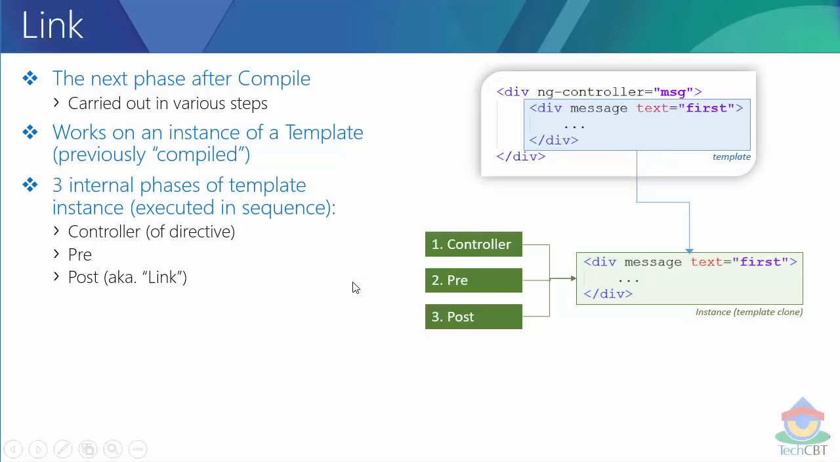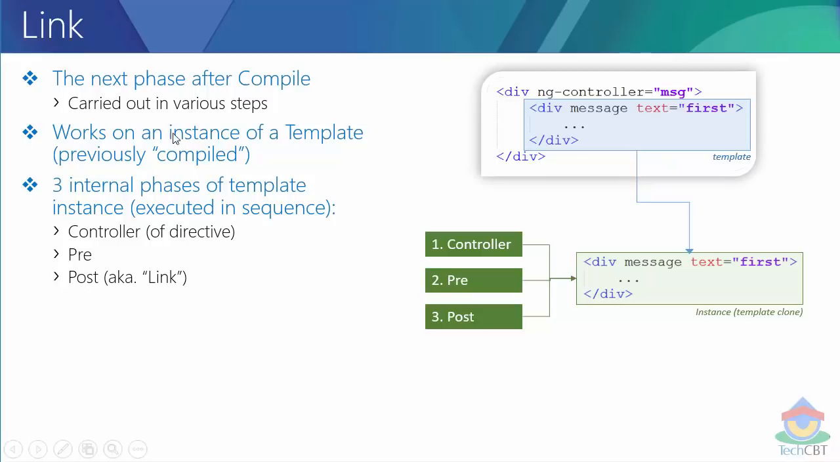As part of the linking process, we have three major steps. That is the execution of a controller, which may or may not be available as part of the directive. So if it is available, the controller gets executed first. Next, we have the pre-linking phase, which gets executed, and we have the post-linking phase, which is executed after the pre-linking phase. So we have three steps which need to be performed as part of the linking process.